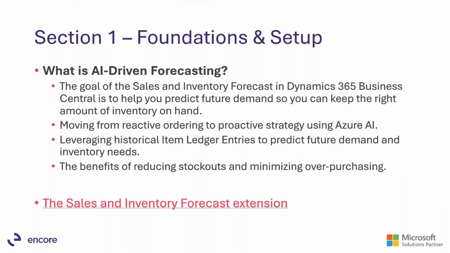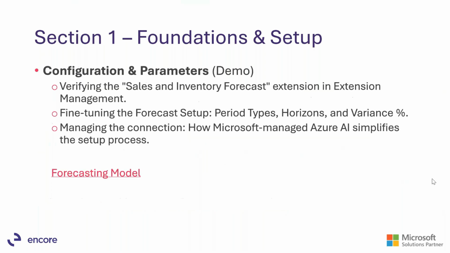Business Central uses Azure AI as a kind of machine learning model to look at our historical sales data, specifically the item ledger entry, and identify patterns in how items have sold in the past. Based on those patterns, it will predict what the demand might look like in the future.